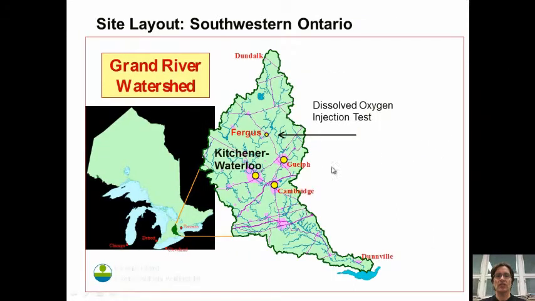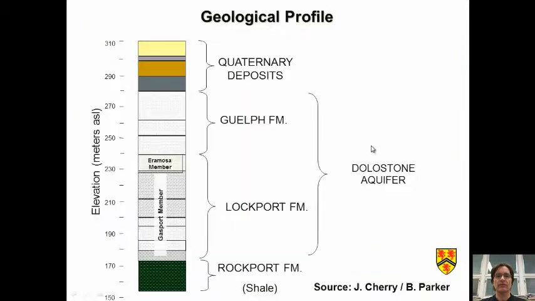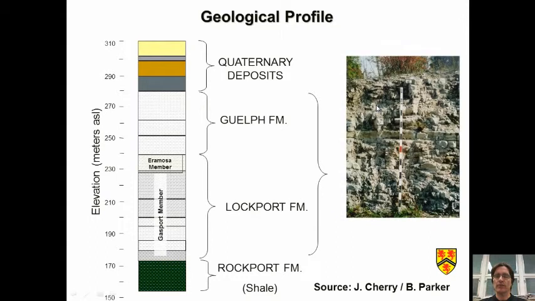dolomite rock. So the site here is in Fergus, just north of Kitchener-Waterloo, where they did this dissolved oxygen injection test. Just a bit of geology here. We're looking at the dolostone aquifer, a fairly porous and highly fractured system. Here's an outcrop near Guelph.